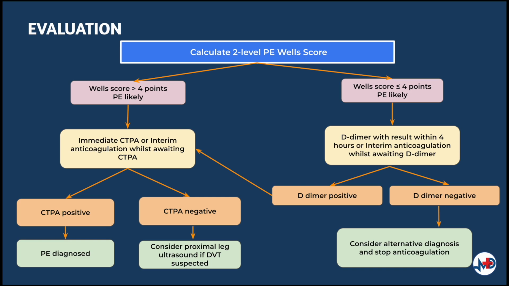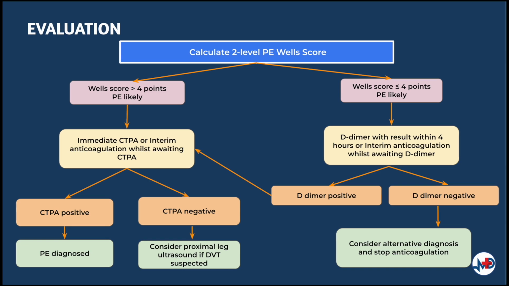If a PE is unlikely, which means 4 points or less, arrange a D-dimer test. If positive, arrange an immediate computed tomography pulmonary angiogram. If there is a delay in getting the CTPA, then give interim therapeutic anticoagulation until the scan is performed. If negative, then PE is unlikely. Stop anticoagulation and consider an alternative diagnosis.